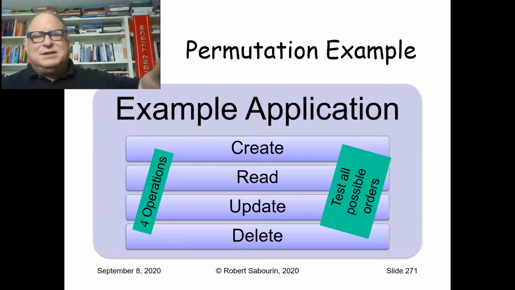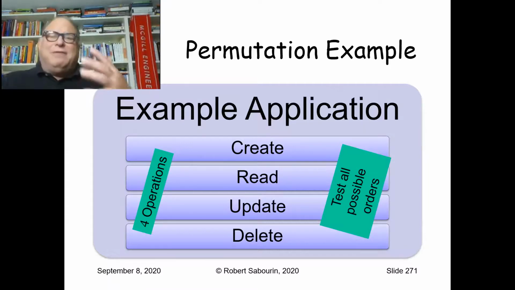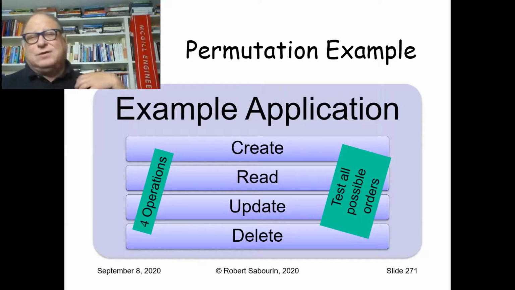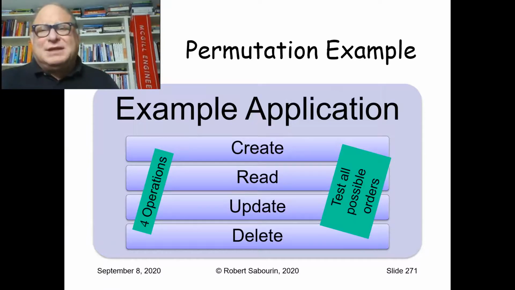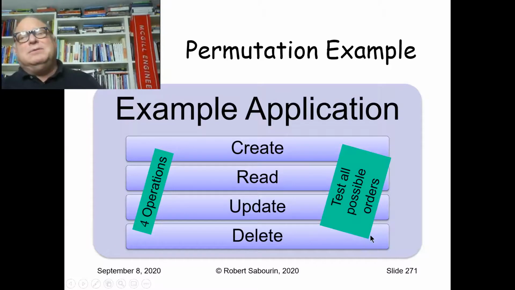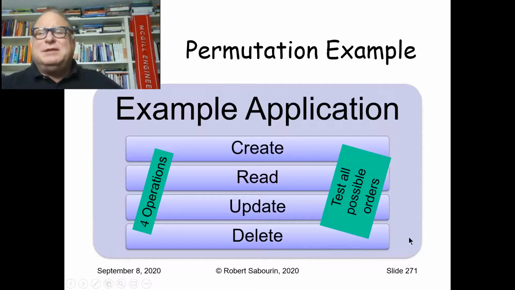Create, read, update, delete. Most systems that allow you to manipulate objects have at least these 4. So let's test these 4 operations, but we don't want to just test them. We want to also try them in all possible orders of operations. With 4 operations and all possible orders, that would give us 4 factorial choices, which is 4 times 3 times 2 times 1. I believe 4 times 3 is 12, times 2 is 24. There are 24 different permutations of this.